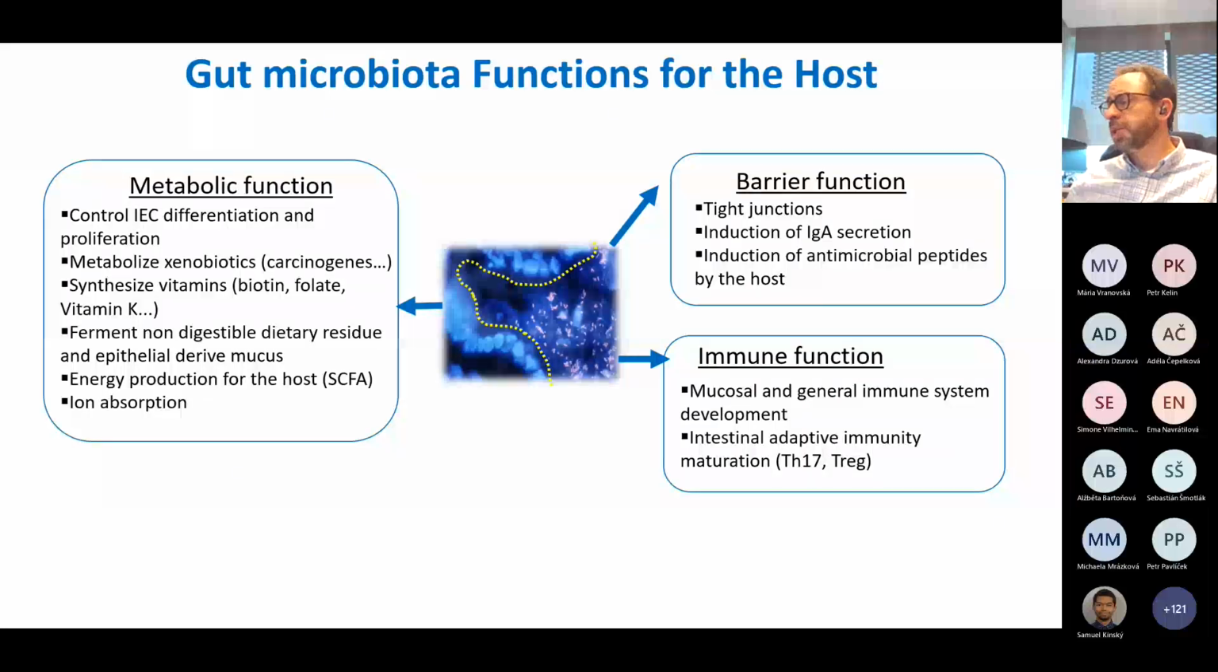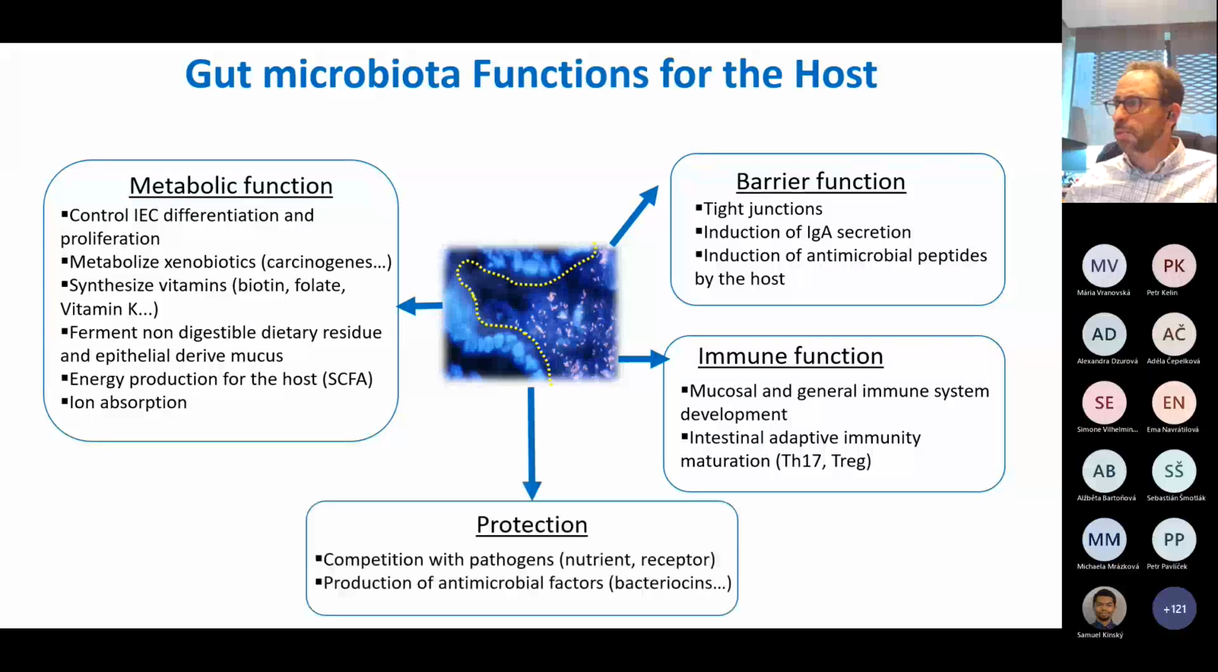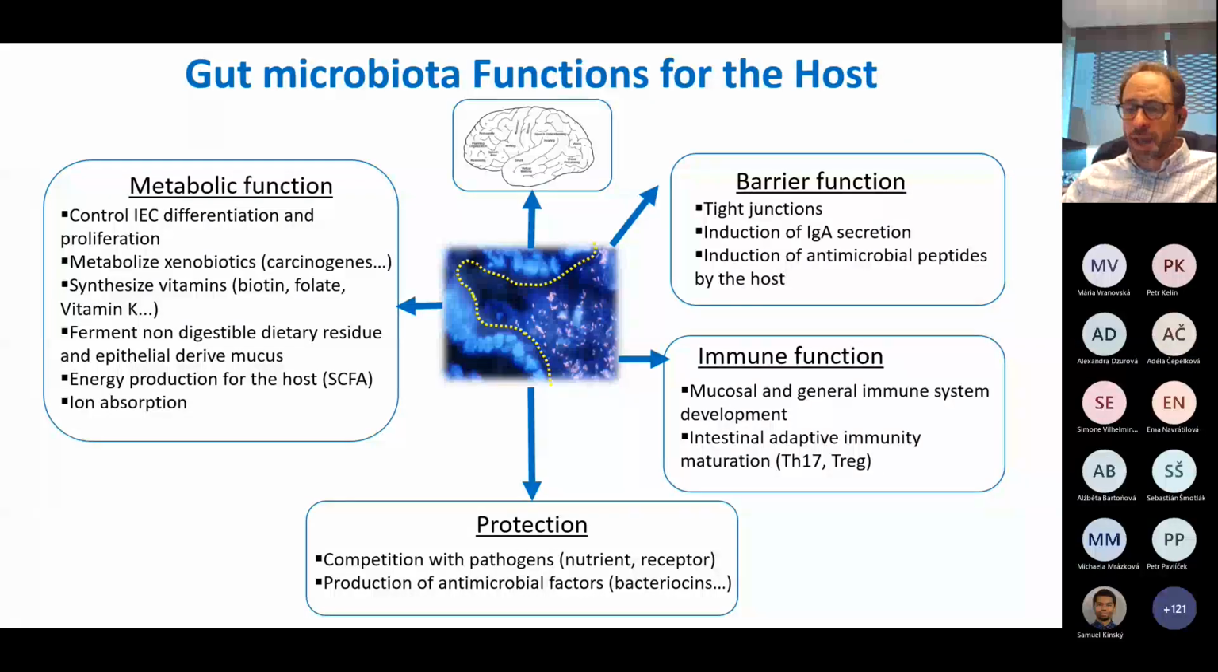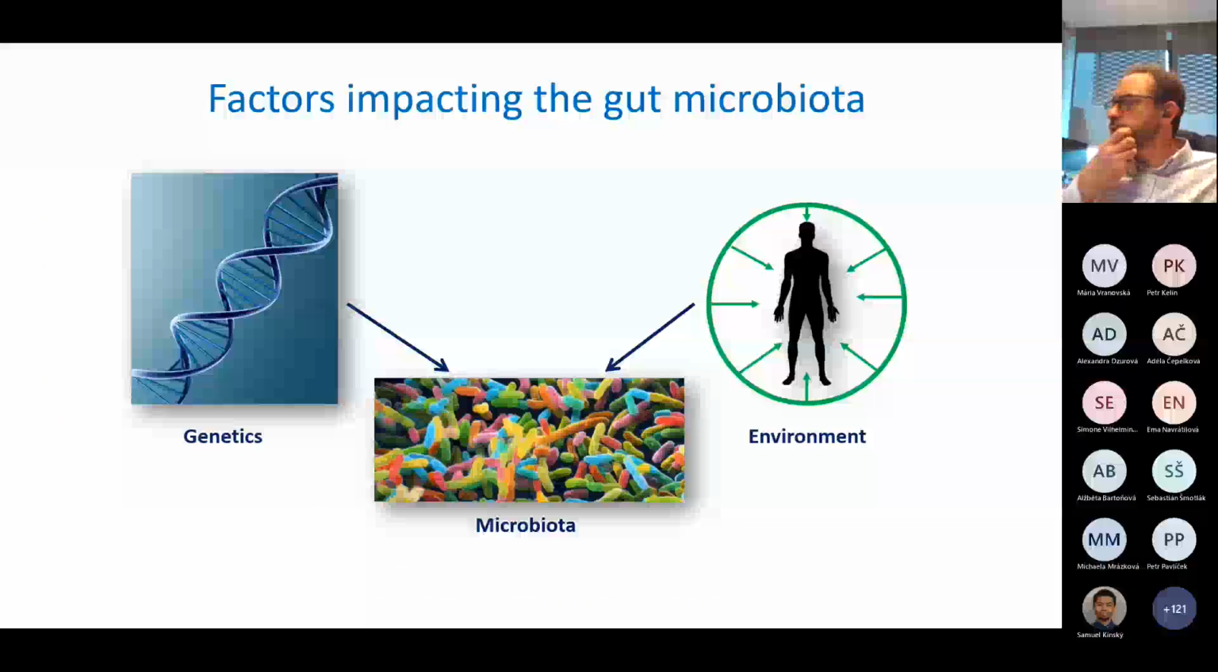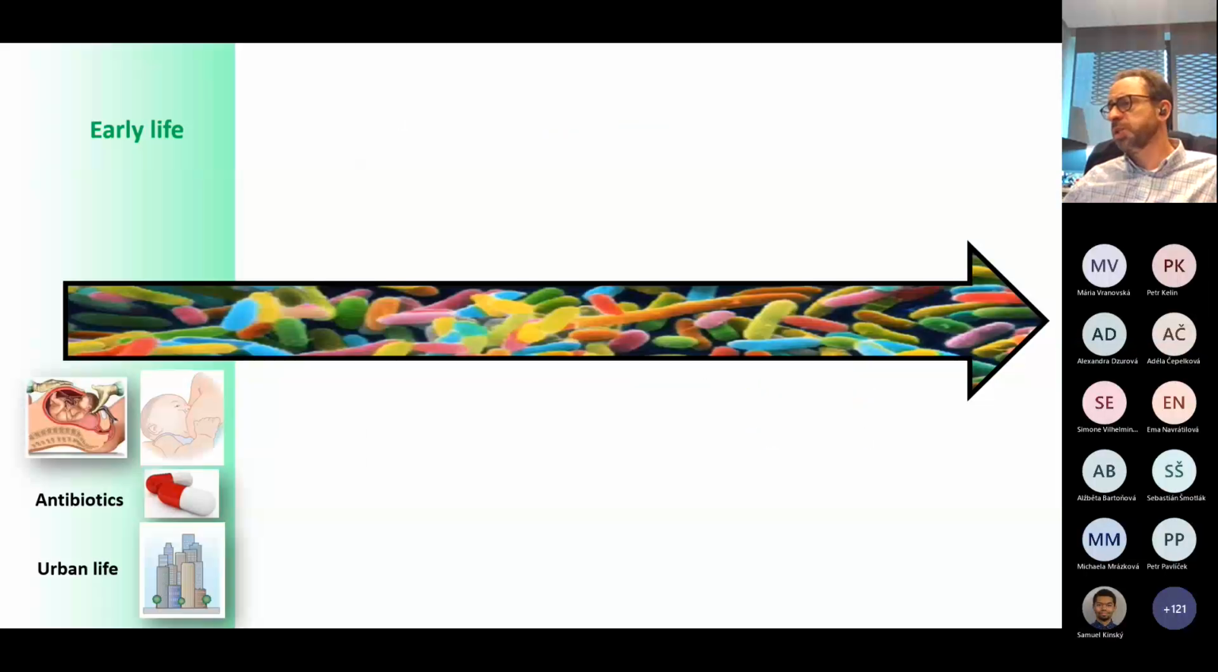It also plays a major role in immunity by stimulating and maturating the intestinal immune system and even globally the global immune system. It is protecting us against infection, particularly intestinal infection, by competing with pathogens for nutrients and receptors and by also producing antimicrobial factors. And finally, it can also act everywhere in the body, including in the brain. So what is particularly interesting with the gut microbiota is that it is impacted by both our cells, so genetics, immunity, but also by environmental factors. And when we are discussing environmental factors with the gut microbiome, there are indeed two different periods in life.